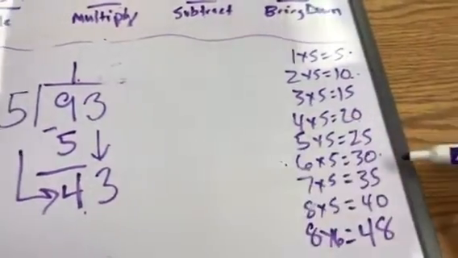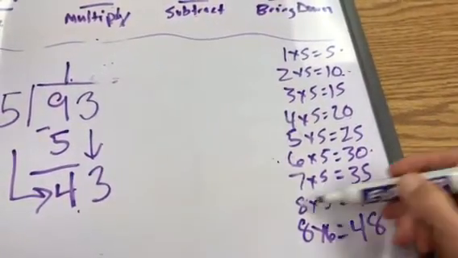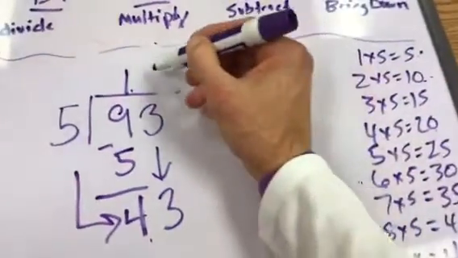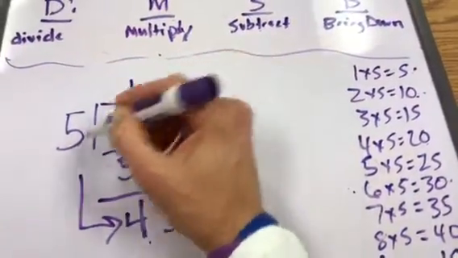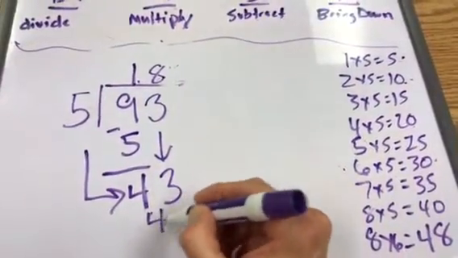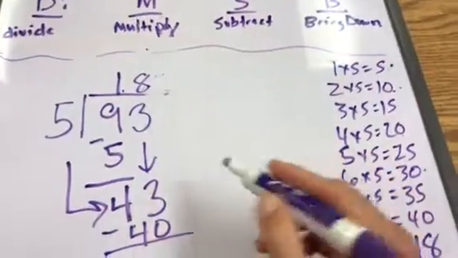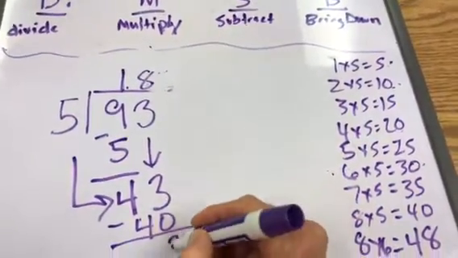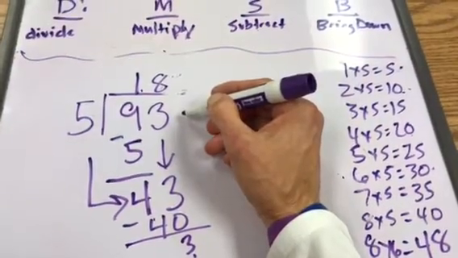And I say, well, 48's too big. 40 looks good, and that would be 8 times 5. And so you would write your 8 up on the answer blank. Next step, multiply. 8 times 5. We're doing the exact same thing now. We're just repeating what we had done. It is a cycle. It just repeats. And then we subtract and we get 3. 3 is less than 5. There's nothing left to bring down, so we would be done.